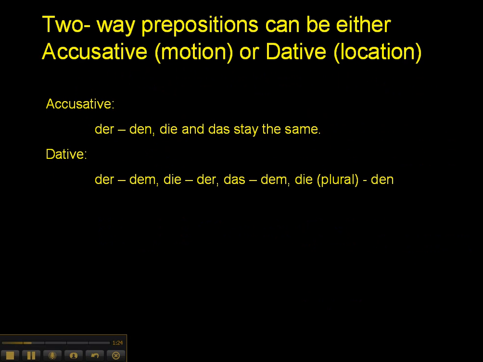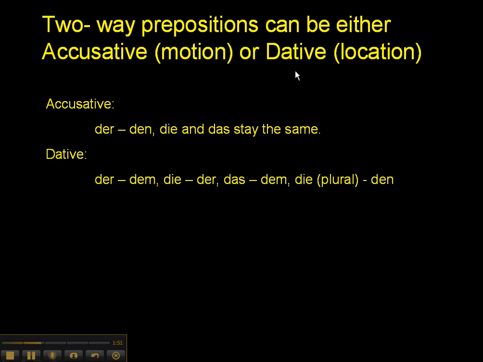For two-way prepositions, they can be either accusative, motion, or dative, location. A two-way preposition is accusative when the verb indicates motion, or sometimes known as a transitive verb. It's motion, like going or placing. When that's the case, you use the accusative endings. Der changes to den, die and das stay the same.